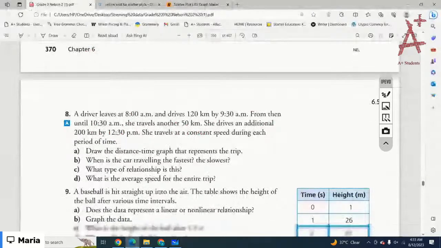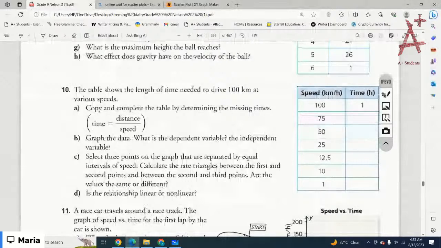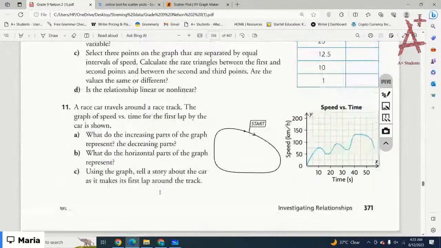Okay, let's just look at question number 11. A, a race car travels around a racetrack. The graph of speed versus the time of the first lap by the car is shown. What do the increasing parts of that graph represent? The decreasing parts? What do the horizontal parts of the graph represent? Using the graph, tell a story about the car as it makes its first lap around the track.